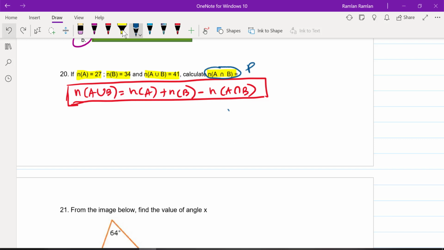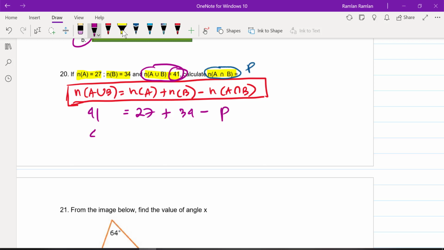Okay, let us substitute all the values that we know from the question. The first one is n(A union B), which is 41, so put 41 over here. The next one is n(A), which is 27, so we put 27 over here. The next one is n(B), which is 34, so that will be 34 over here. Then minus n(A intersection B), which I have substituted with the variable P. Just write down P over here, right?